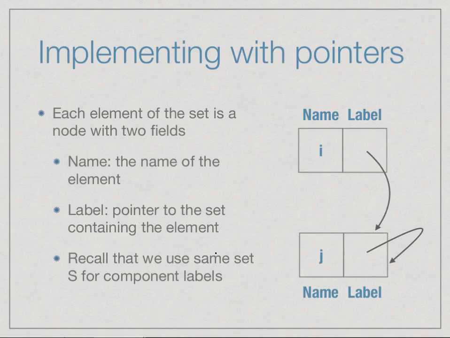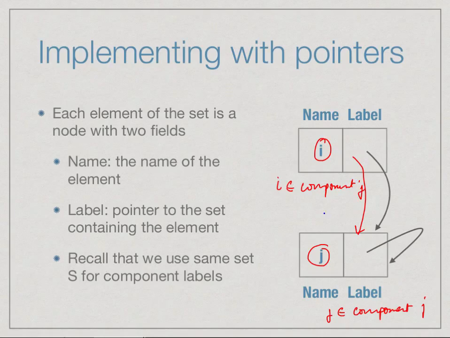Now remember that the names of the components are the names of the elements. So if we have a name, for example J, it says that this node represents the element J, and its label points back to itself. So it says J belongs to the component J. Here, on the other hand, we have the element I, and through this field we go to the first node which points to itself, and this says that I belongs to component J.